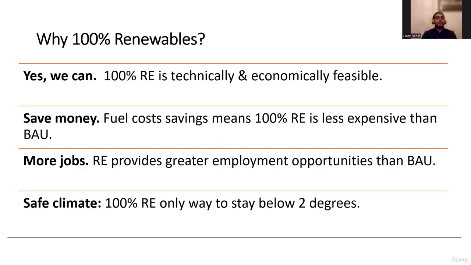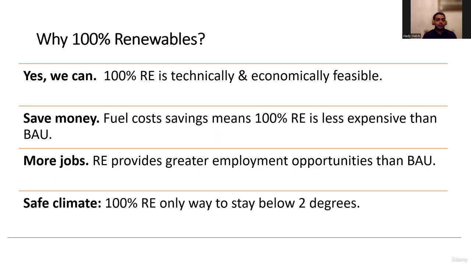So the answer to the question is yes. We can have 100% renewable energy communities nowadays. The reason for saying yes is because there are already countries turned to 100% renewable energy. And then we come to another question: why 100% renewables?